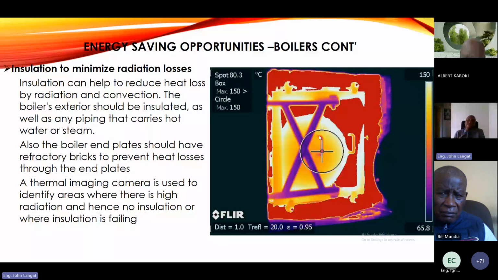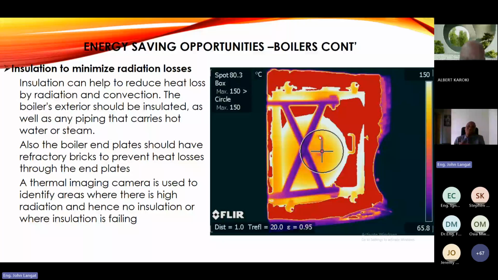Normally over time, these refractory bricks fall off because the flame comes and hits it, then reverses. So over time it falls off. That's why it's important, when you are visiting an establishment, to go there during maintenance. You can ask for this place to be opened and check the refractory bricks.